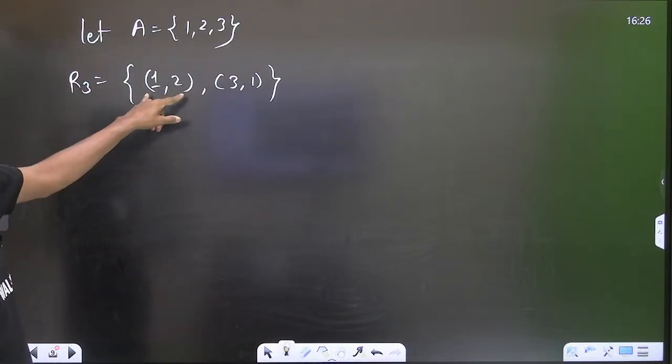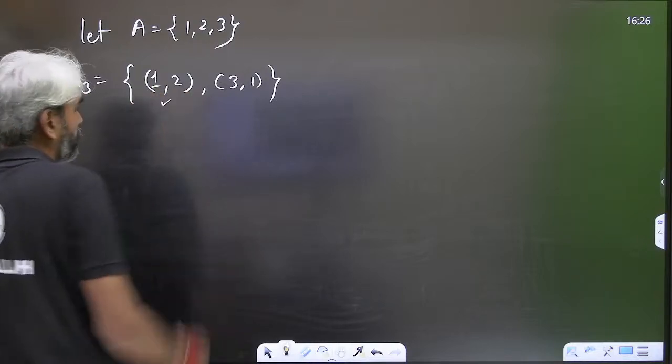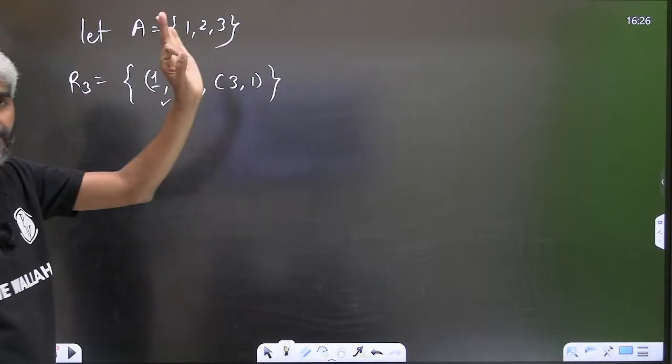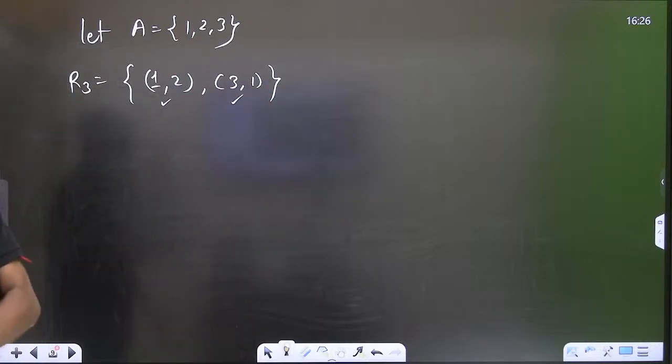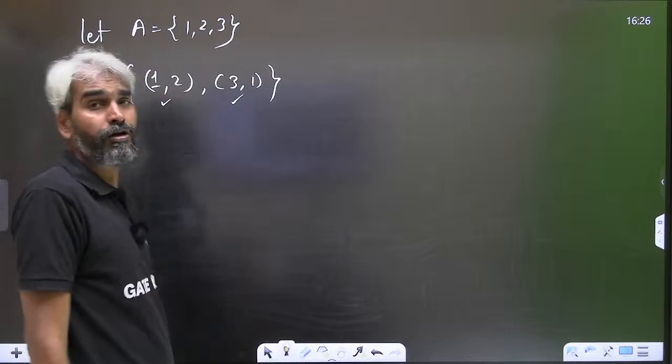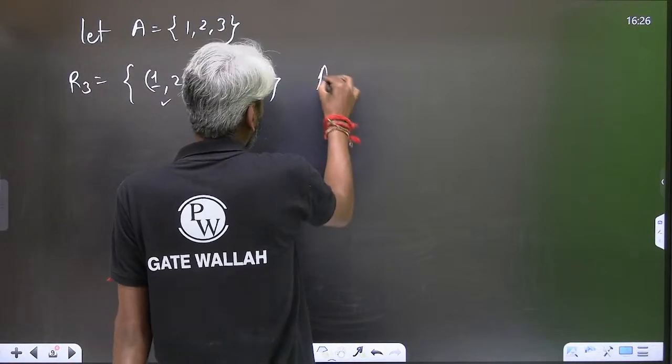There is no problem. 1 comma 2 is present, so 2 comma 1 should not be present. 2 comma 1 is not present, so it is okay with respect to 1 comma 2. 3 comma 1 is present, so 1 comma 3 should not be present. 1 comma 3 is not present, so it is okay with respect to 3 comma 1 also. So none of the order pairs is creating any problem with respect to the anti-symmetric property. Therefore, anti-symmetric relation.